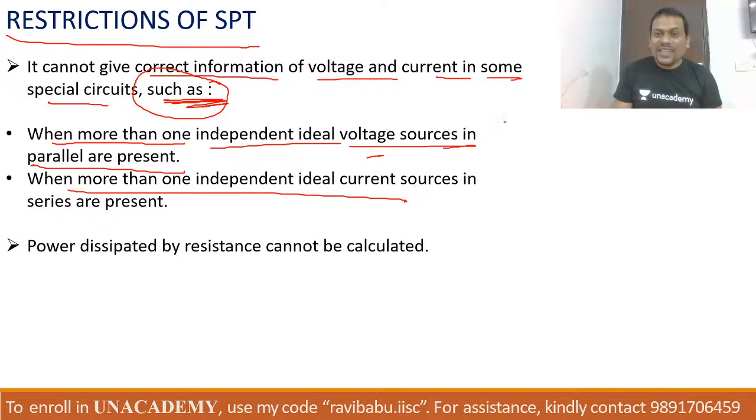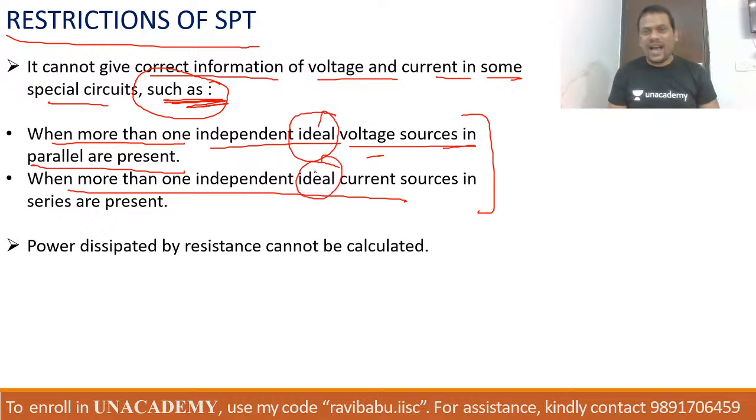Okay, in these two situations, beta, ideal. See the wording of my sentence, beta. My English is not that good, but I have tried my best. Ideal and ideal, see, I am using the ideal wording. So please try to understand this statement. And power dissipated by resistance cannot be calculated.